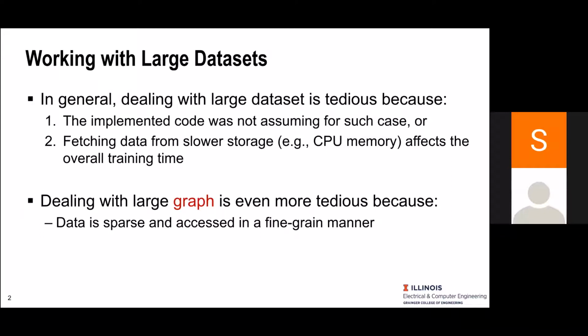So that's working with a large data set in general, but in terms of GNNs, dealing with a large graph is even more tedious because the data is sparse and accessed in a fine-grained manner. This impacts performance and the complexity of your code a lot when the data cannot fit into GPU memory and must be stored in the CPU.